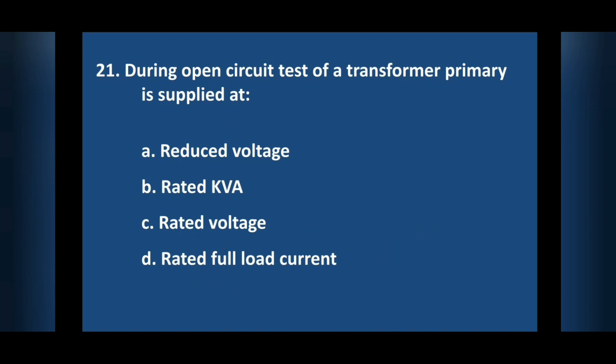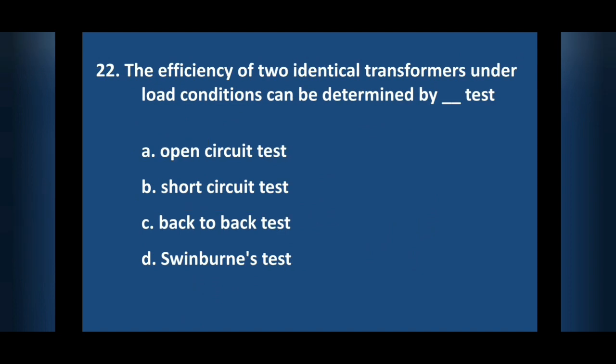Question number 21. During open circuit test of a transformer, primary is supplied at. Answer is option C, rated voltage. Question number 22. The efficiency of two identical transformers under load conditions can be determined by dash test. Answer is option C, back-to-back test.